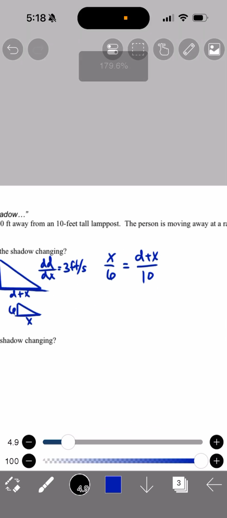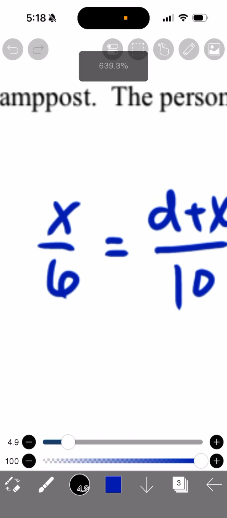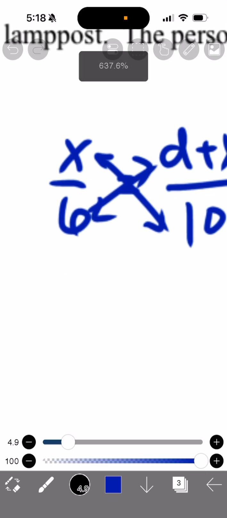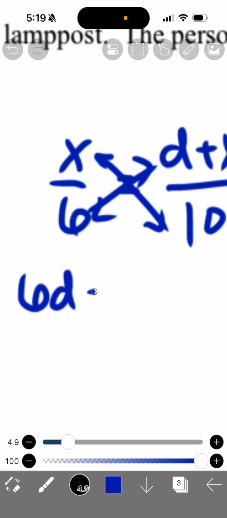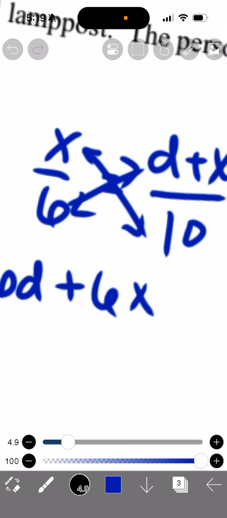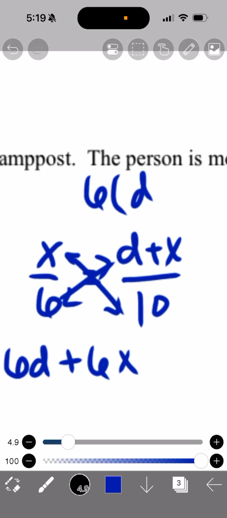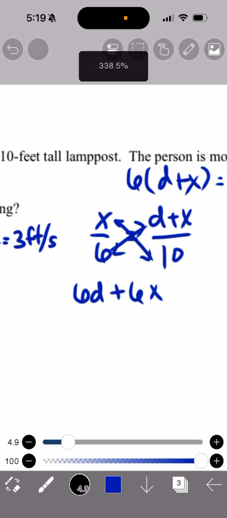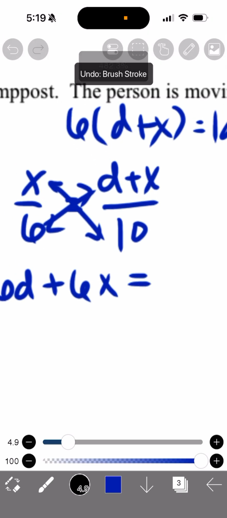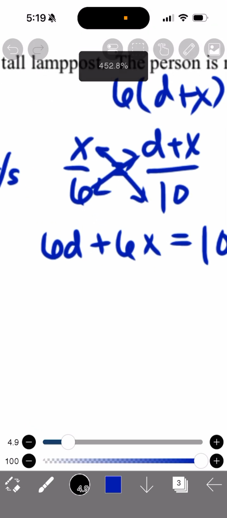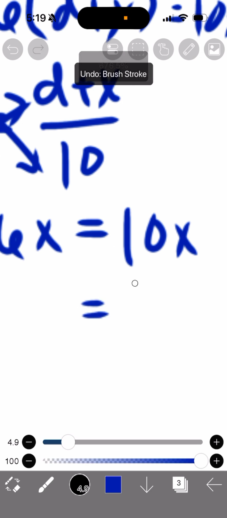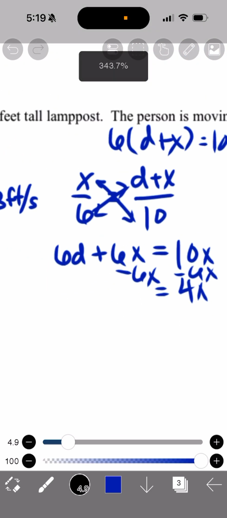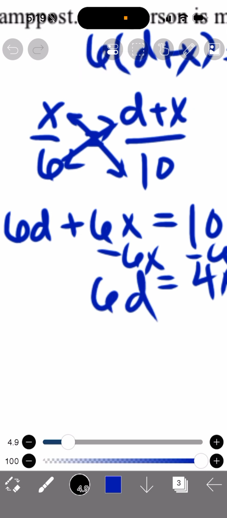Okay. Now what we do from here is we cross multiply, multiplying these two together and these two together. By doing that, we get 60 plus 6x, because it would be 6 times d plus x, equals 10x. I distributed real quick. Then we can take that 6 away and make that 4x, because those two have the same variable attached. So we can do that.